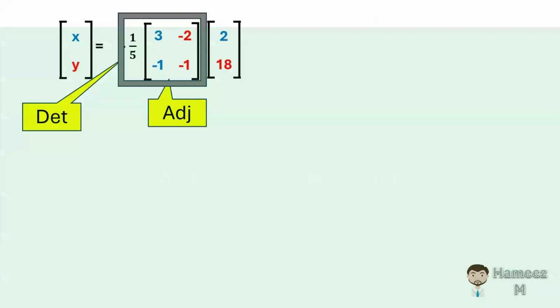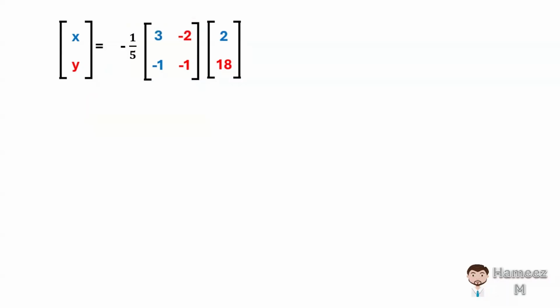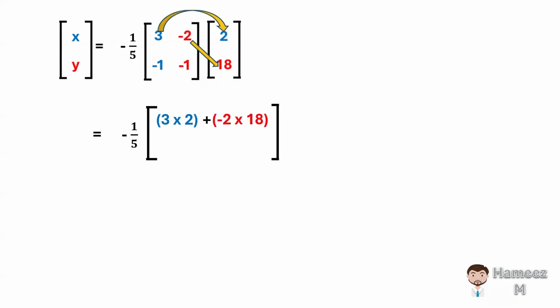So since this is the inverse, we can solve. We can now multiply the 2 by 2 matrix by the 2 by 1 matrix. So we already have the minus 1/5 on the outside. And we're going to take 3 by 2, first of all, and then minus 2 by 18, because that's the second item by the second item. And now let's do the same thing below. The first item by the first item, minus 1 by 2, and then minus 1 by 18.